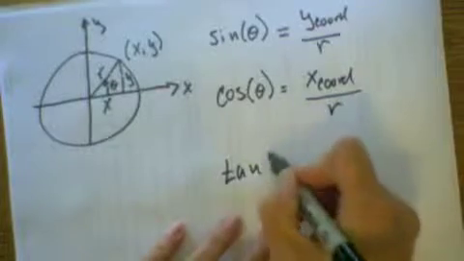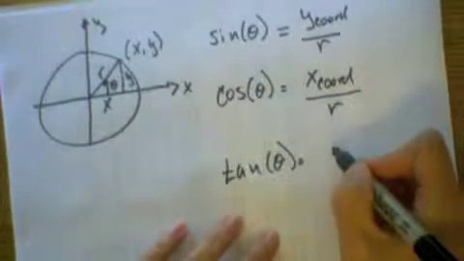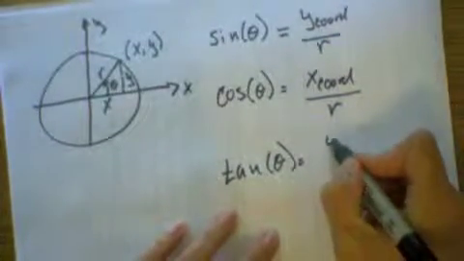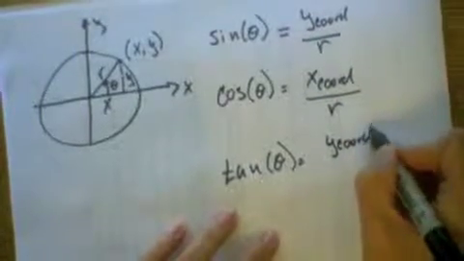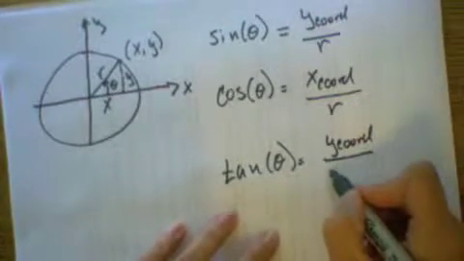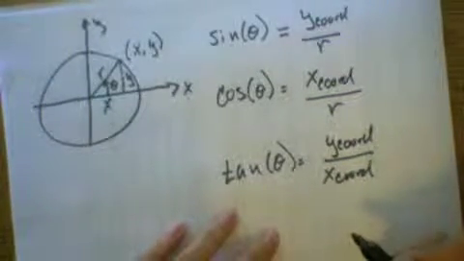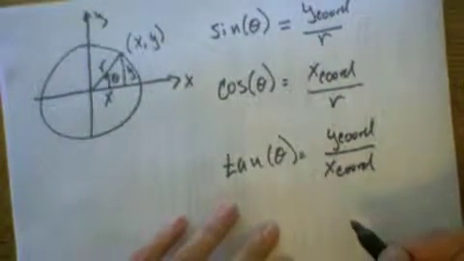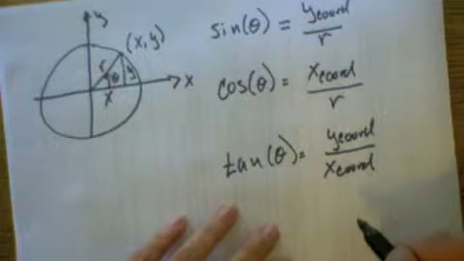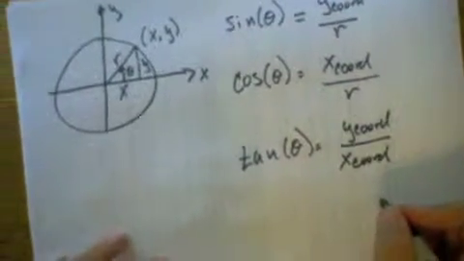Tan theta would be the y coordinate, or the opposite side, over the adjacent side, the x coordinate. Okay, and then you of course have the reciprocals of these 3 trig functions. So let's match up those.